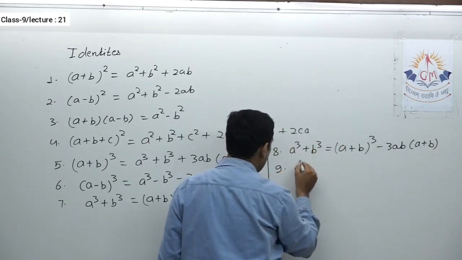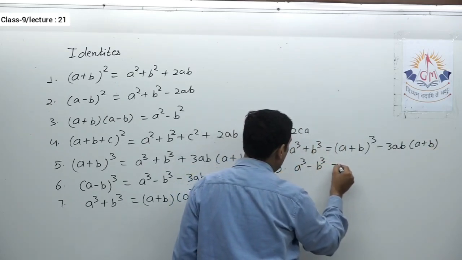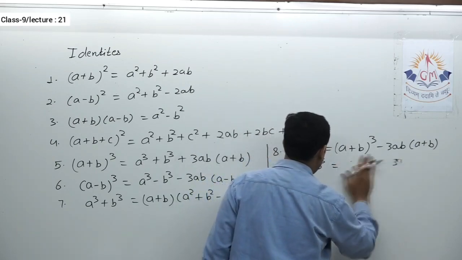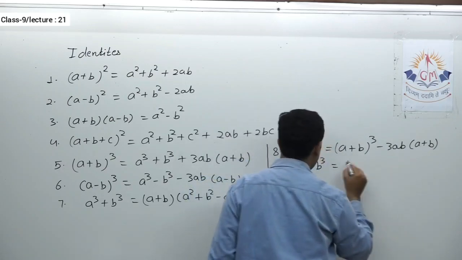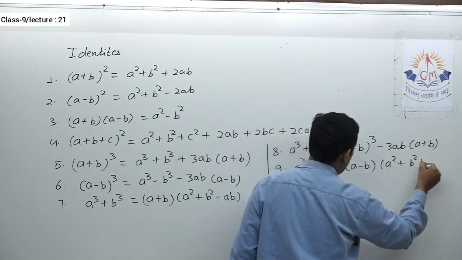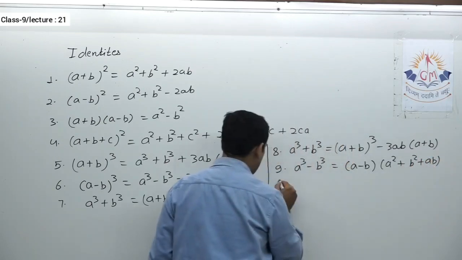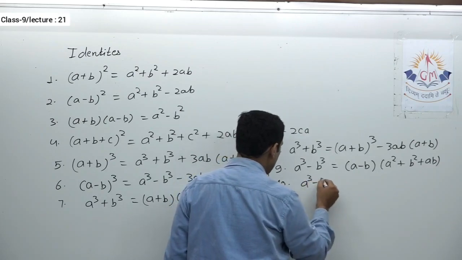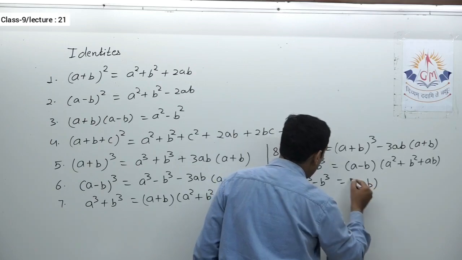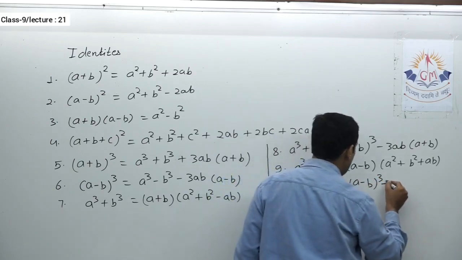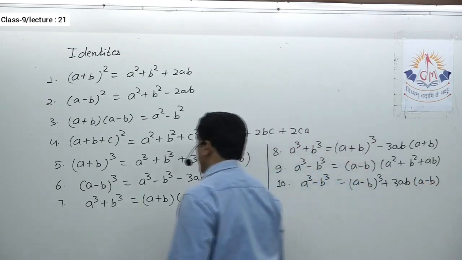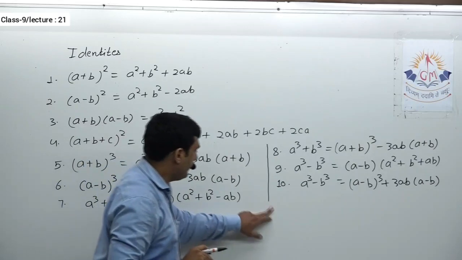Then the ninth one was a cube minus b cube is equal to a minus b times a square plus b square plus ab. And the last, the tenth one, a cube minus b cube, that is a minus b whole cube plus 3ab into a minus b. Okay, so till now we saw all these identities and noted down all of them together.